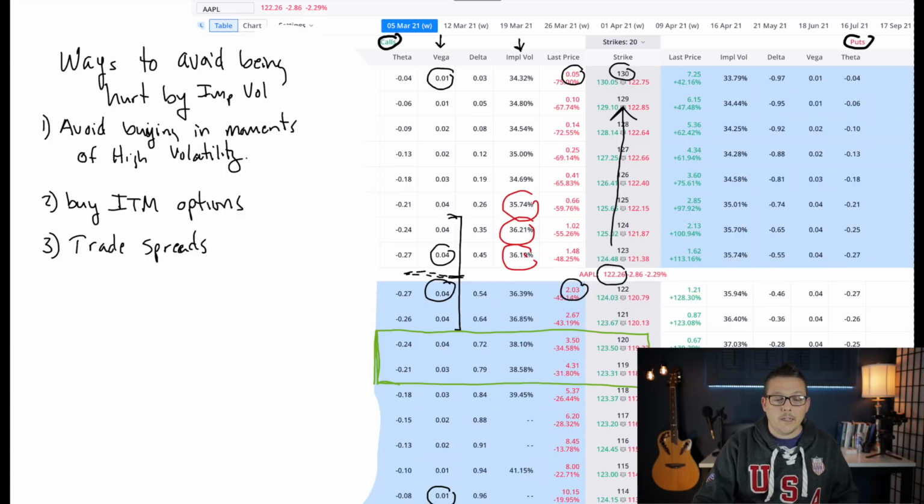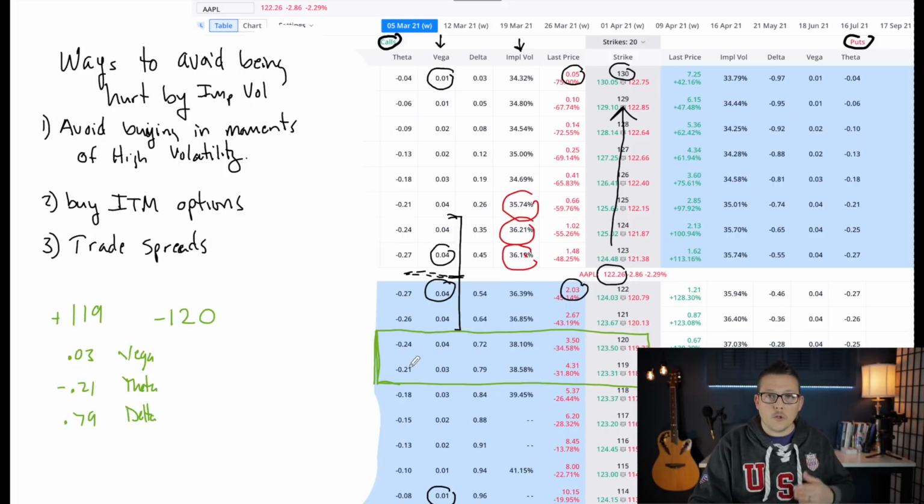So we have a $119 and $120 strike price. So we have a $119 strike and we have a $120 strike. And this would be the buy, and we'll call this the sell. And we're going to look at Vega, Theta, and Delta. So I've written out the Vega, the Theta, and the Delta right here for this 119. Also, I'm going to do the same for the 120. So for the 120, we have 0.04, minus 0.24, and 0.7. So now we have Vega, Theta, and Delta.